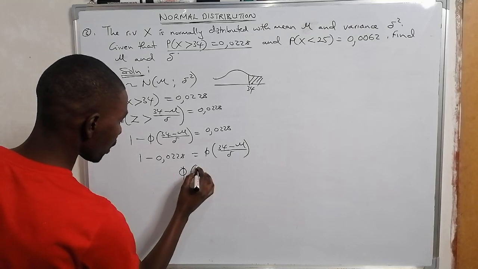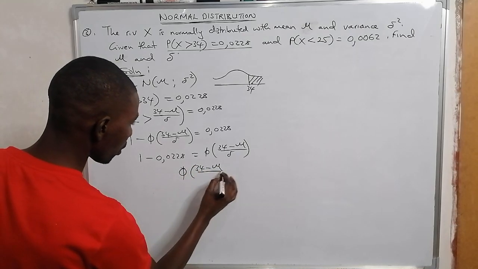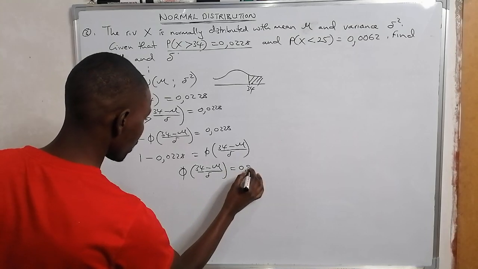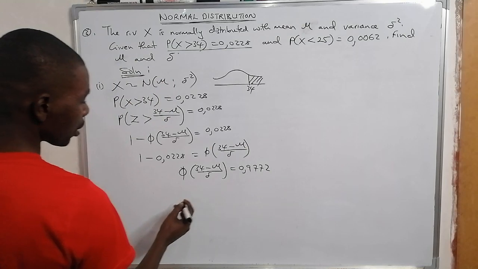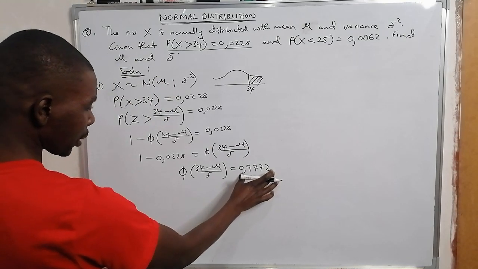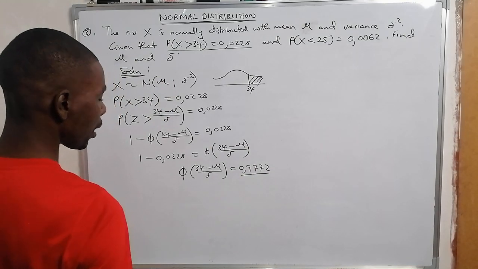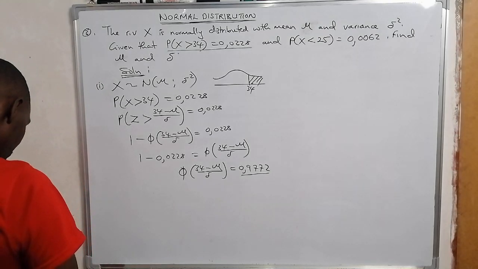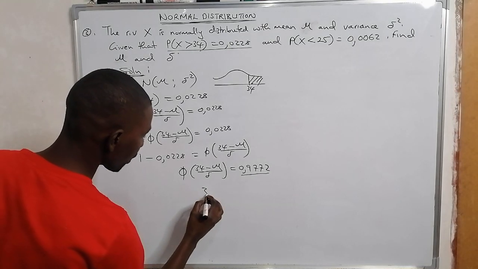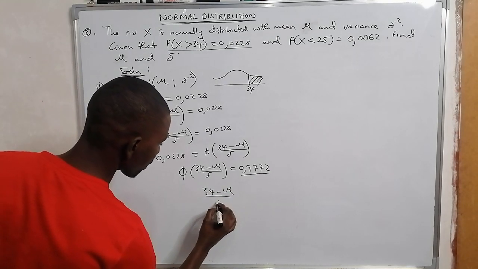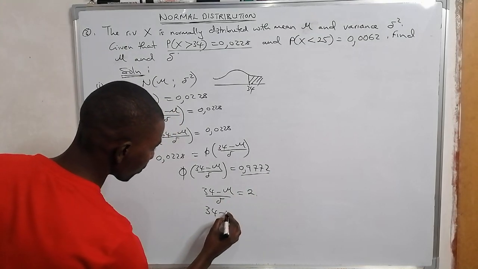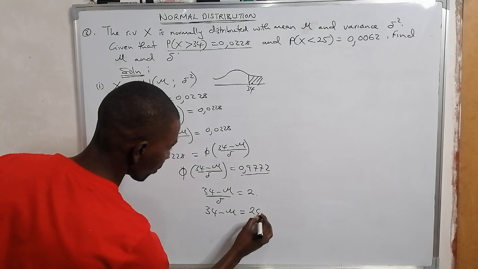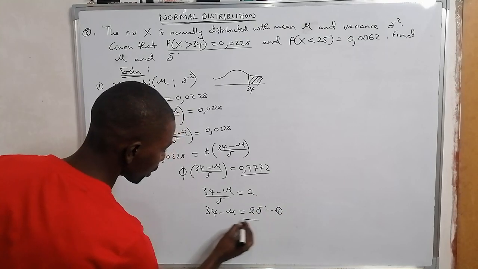Therefore, phi of 34 minus mu over sigma is equal to 0.9772. Then arc phi of this one, remember we look at 0.977 from our tables, we get 2. Therefore 34 minus mu over sigma is equal to 2. Then we multiply by sigma both sides. 34 minus mu equals 2 times sigma. That will be our first equation, right?